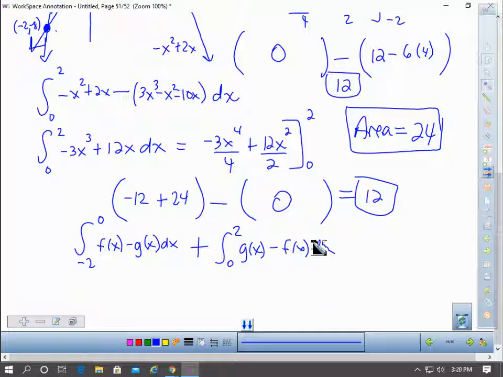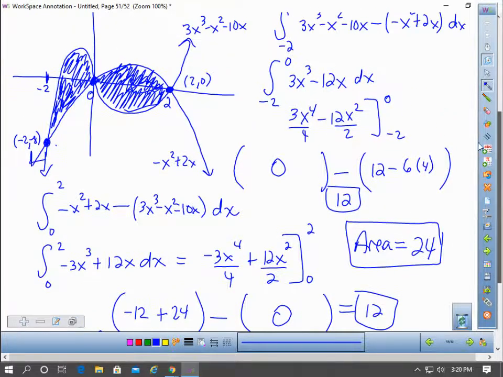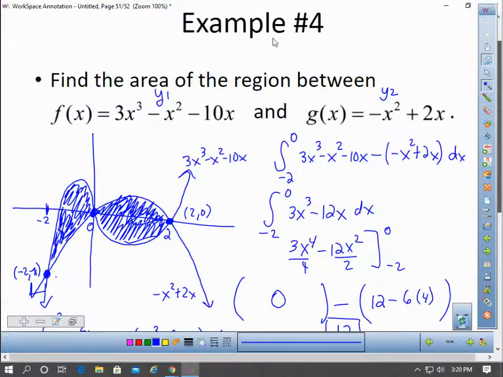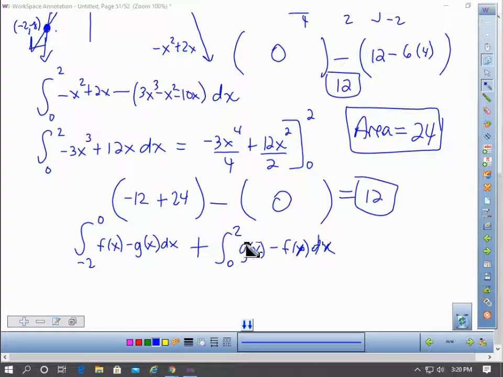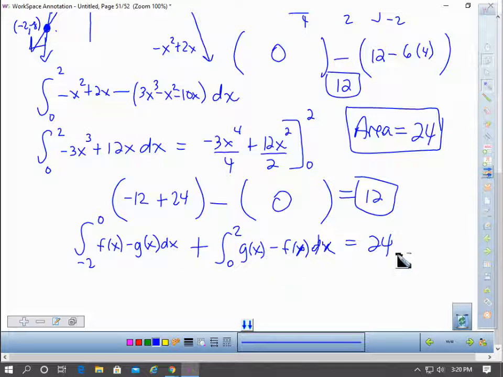So I could write that on the AP exam. I could actually use the expressions that they gave me in the problem, the f of x and the g of x expressions that they gave me up here. I could actually use these in writing out my integrals, especially if it was a calculator active problem. And then I could actually just type it in the calculator and that would give me 24. All right, because this ended up being 12, this ended up being 12. And so when you add it together, you got 24.